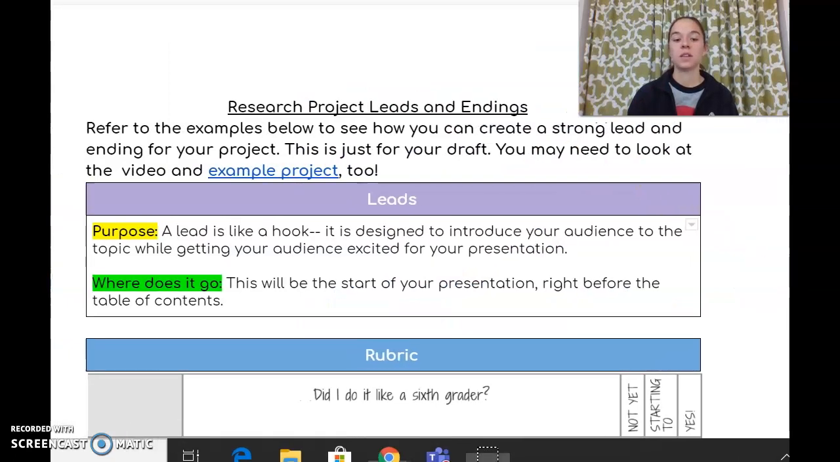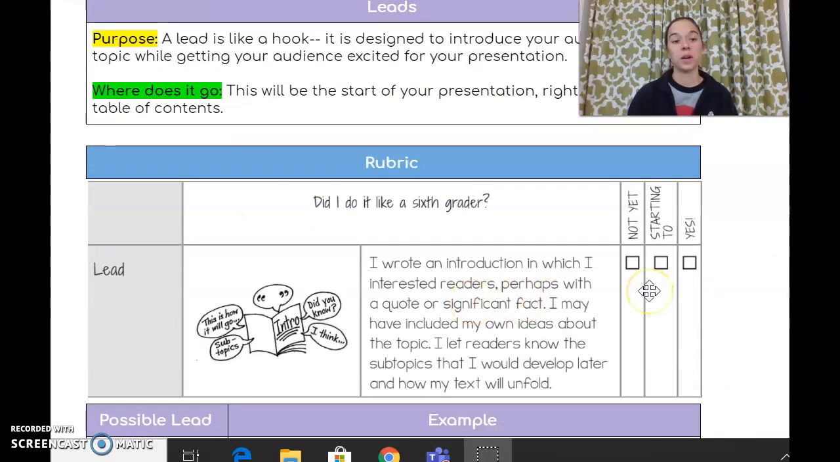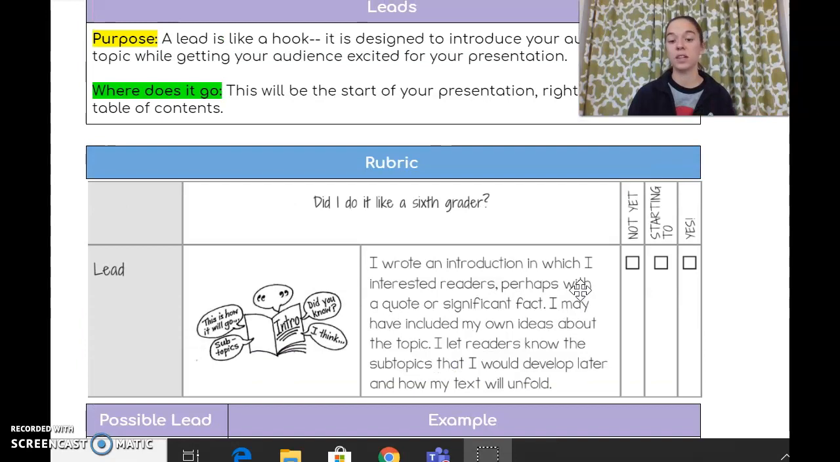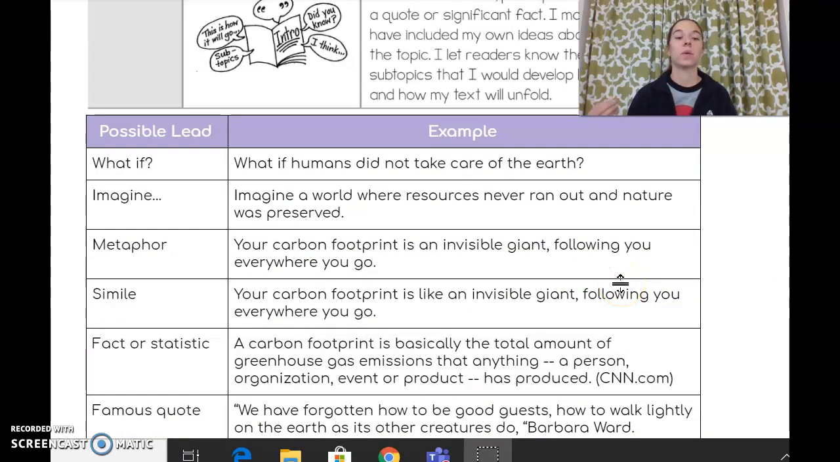So here on this document, there's a couple things you want to look at. This is your rubric. This is how you will be scored on the lead, right? So it talks about, I wrote an introduction which interests the readers, perhaps with a quote or a significant fact. I may have included my own ideas about the topic. I let the readers know the subtopics that I would develop later and how my text will unfold. Now this is for an essay. Obviously ours is different since it's a project, but the idea still is, if I look at the very first thing on your project, can I tell you what the rest of the project is about? The answer needs to be yes on that, right? Just like here, okay?